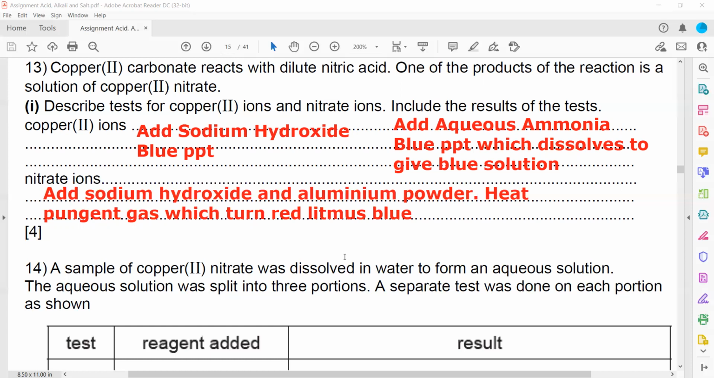So you have to learn these tests for the positive ion as well as for the negative ion. For positive ion, we normally add sodium hydroxide. The same test is there, but the observation is different. Whereas for negative ion, we add different reagents depending on which one we want to test. In this case, because we want to test a nitrate ion, we add sodium hydroxide and aluminum powder and heat, which gives a pungent gas, and that pungent gas will turn red litmus blue.